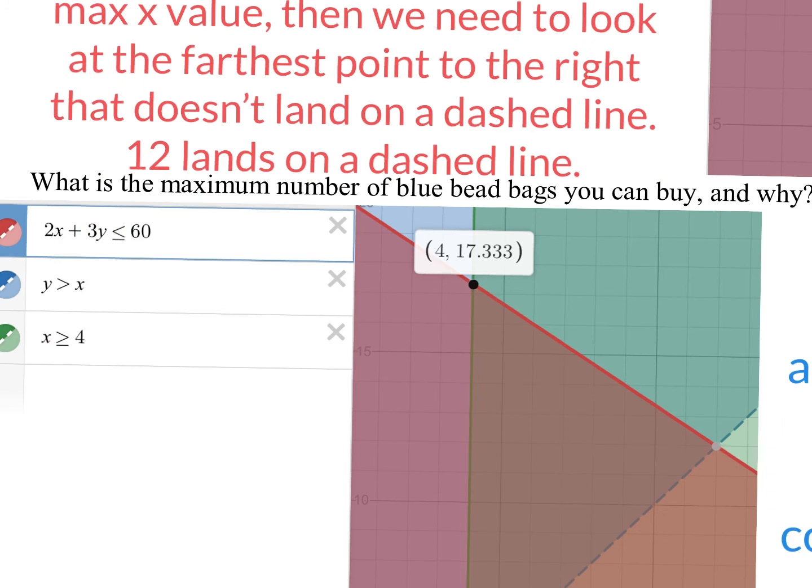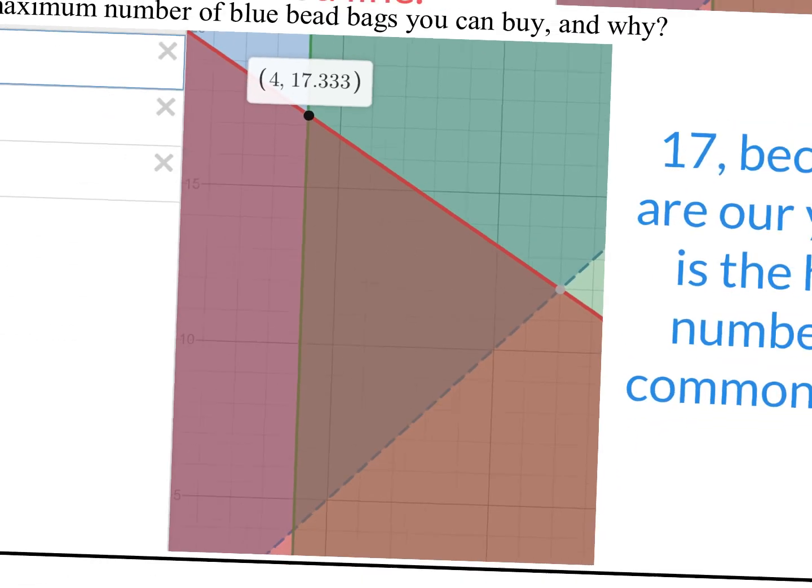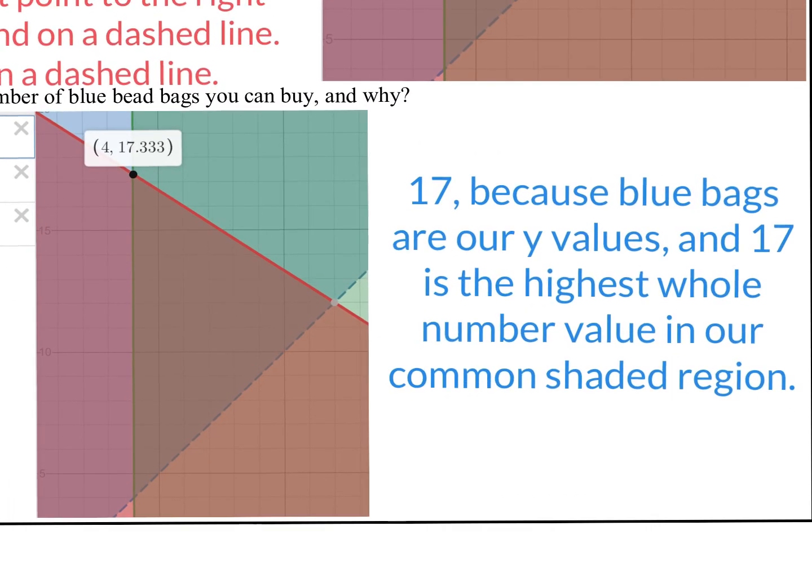My final question ended up being really similar to the second question on here. I wrote, what's the maximum number of blue bead bags you can buy and why? That is going to be 17, because since blue bead is your y value, you would look at the highest y value of your common shaded area, which is 17.3 forever, but you can't buy 0.3 of a bag, so 17 is the largest whole number value inside of your common shaded area.